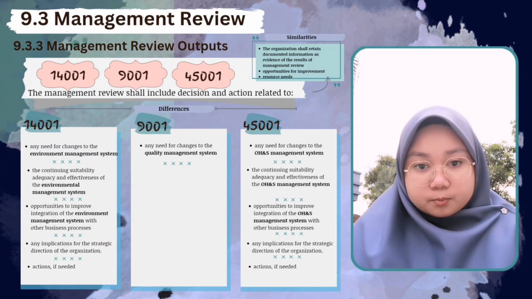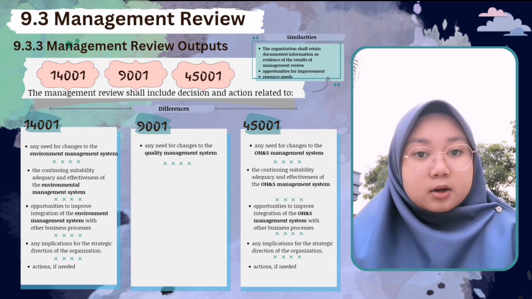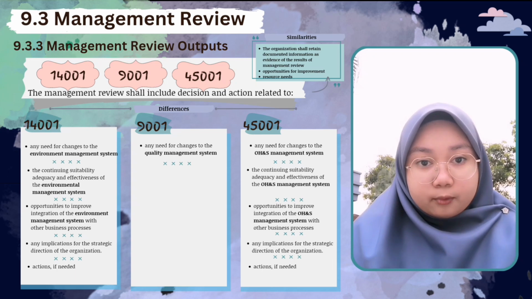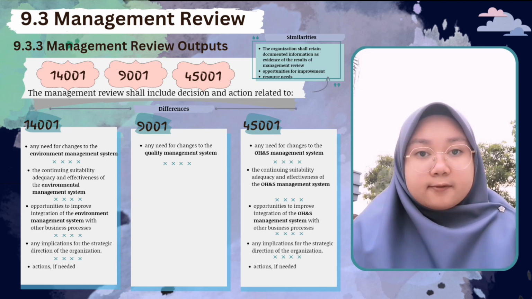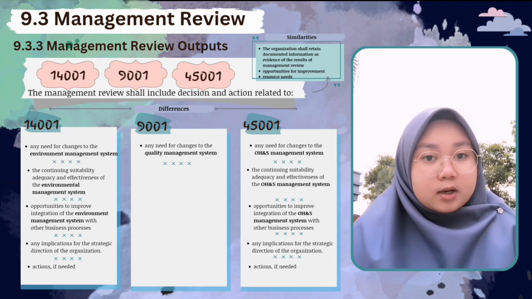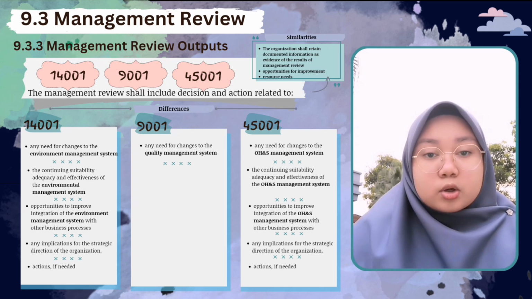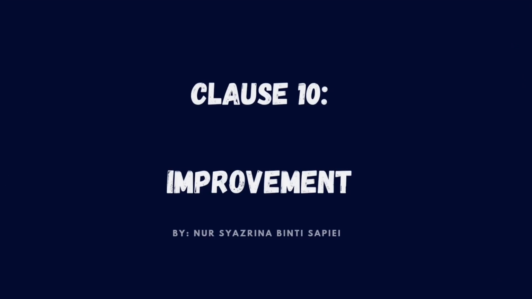9.3.3 management review outputs. For this point, it highlights the decisions and actions that should be made by the management. The similarities that these three standards have are opportunities for improvement and retaining documented information, and the difference is any need for changes based on the standards' respective management system. For ISO 14001 and 45001, points are added with continuing suitability, opportunities to improve integration, any implications for the strategic direction and action needed.